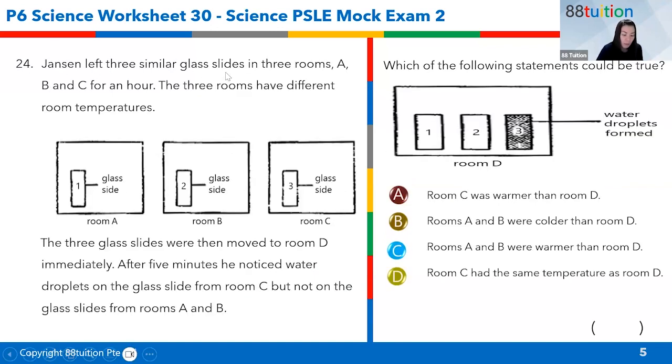Jensen left 3 similar glass slides. Do you know what are glass slides? Just like pieces of glass, thin glass. Have you used those for the microscope? Yes or no? Those are examples of glass slides. Have you used the microscope before? You did, brilliant, good. Who else actually tried to put the substance on the glass slide and then place it at the microscope? Yeah, Sean did, good. Battle also did, good.